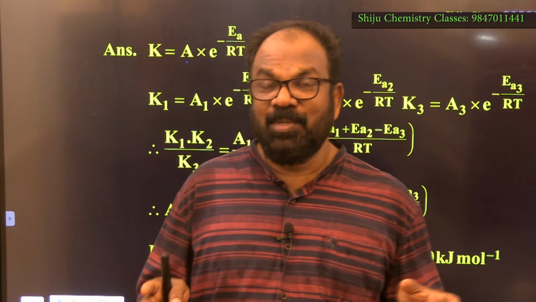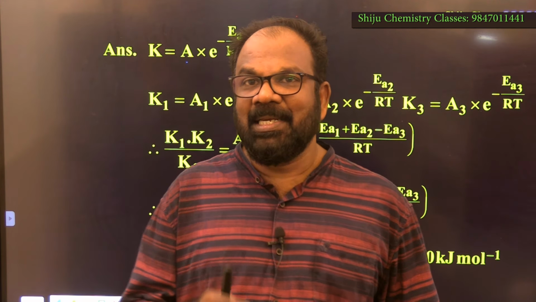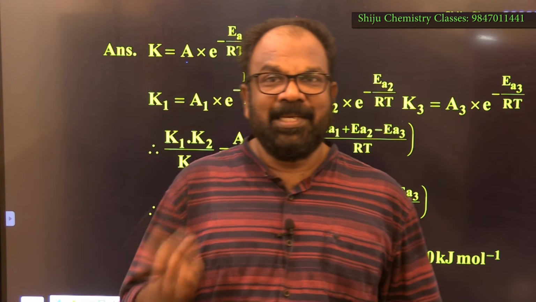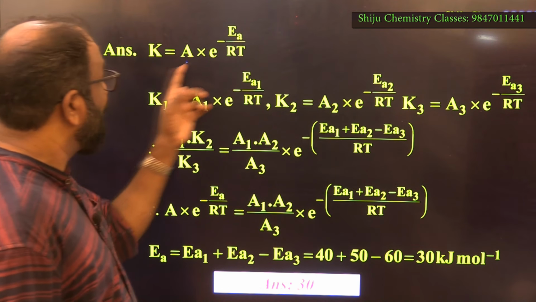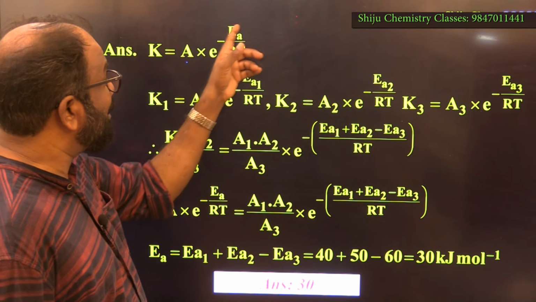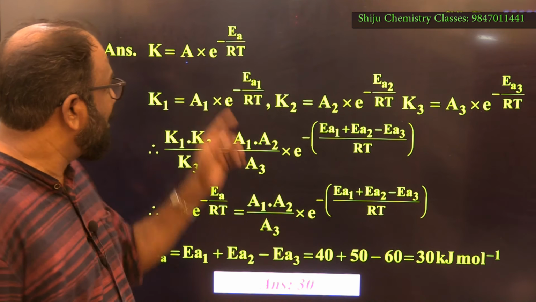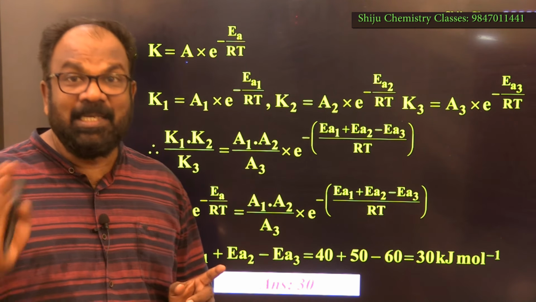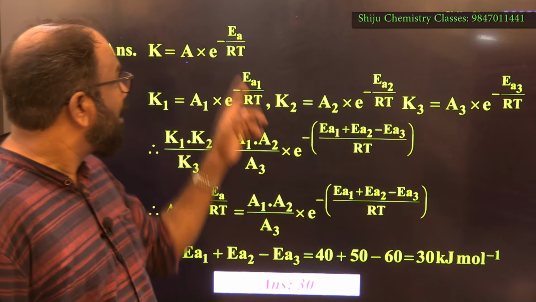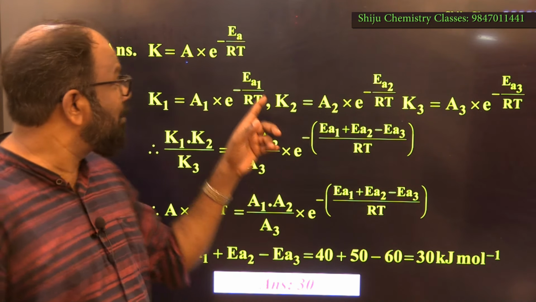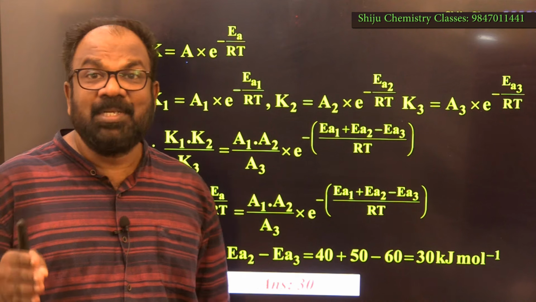According to the Arrhenius equation, the rate constant of a chemical reaction K is related to its energy of activation and temperature as K is equal to A into e raised to minus Ea by RT. Here capital A is a constant called the Arrhenius parameter, Ea is the energy of activation of the reaction, R is the universal gas constant and T is the temperature in Kelvin.